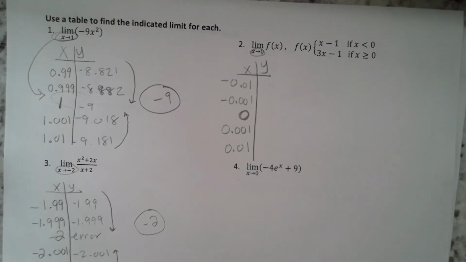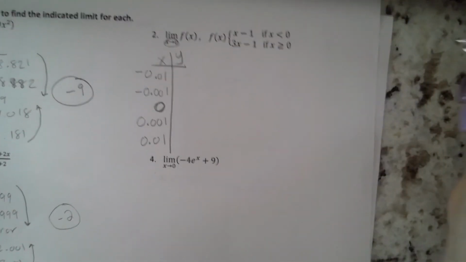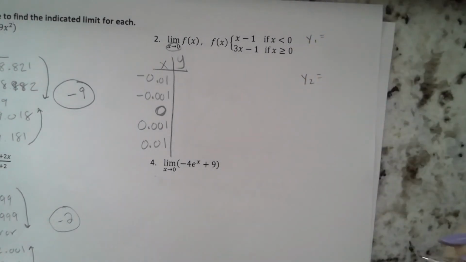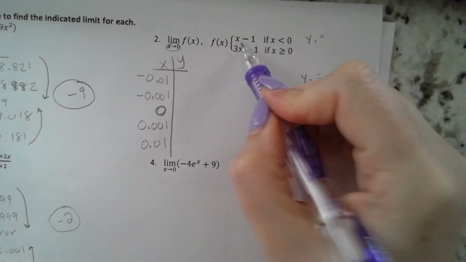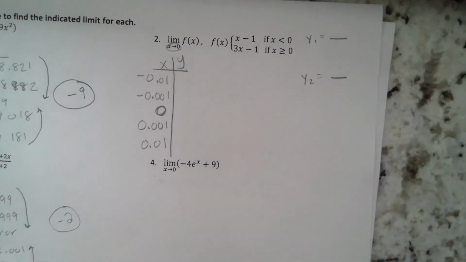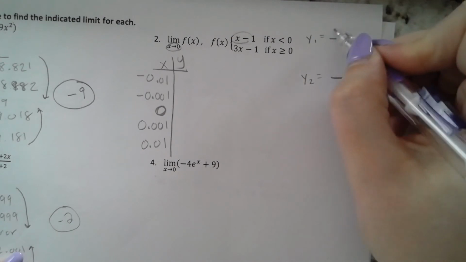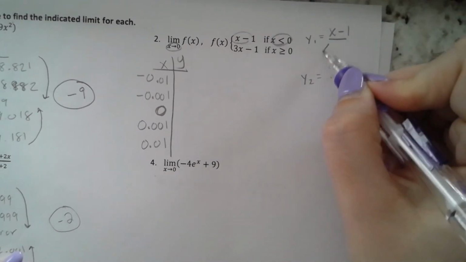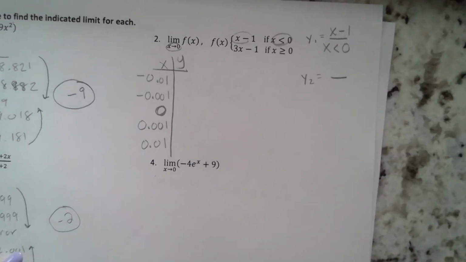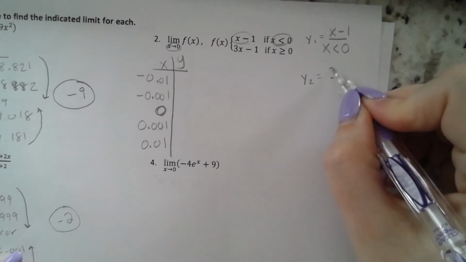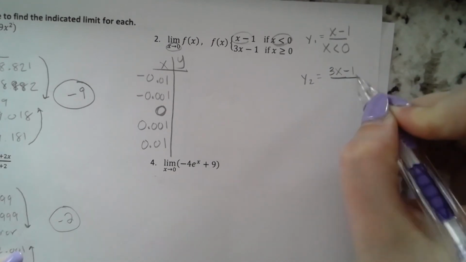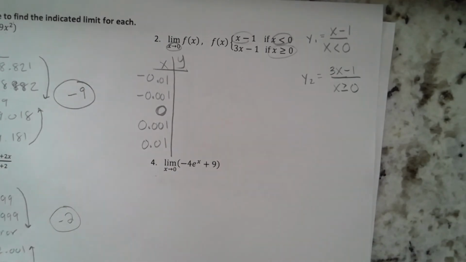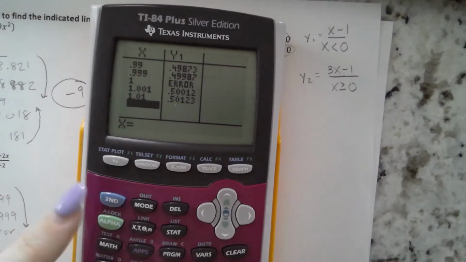Okay, now when doing these, we're going to have to do two functions in our calculator. So we're going to have to plug into y1 and we're going to have to plug into y2. So we're going to take our function and make fractions here. Now in y1, the top of our fraction is going to be x minus 1. The bottom of our fraction is going to be x is less than 0. For y2, the top is going to be 3x minus 1. The bottom is going to be x is greater than or equal to 0. So that's exactly what we're going to do on our calculators.